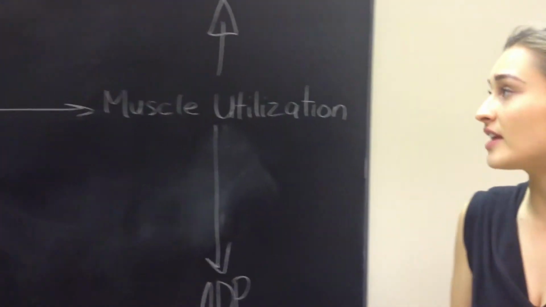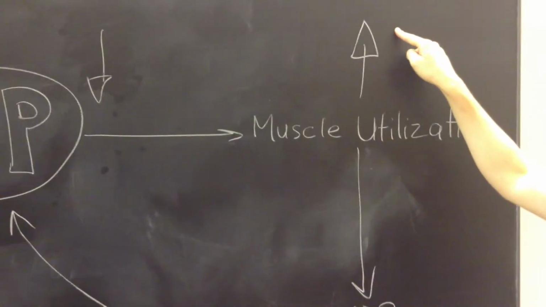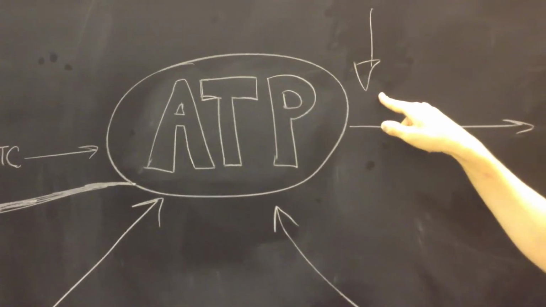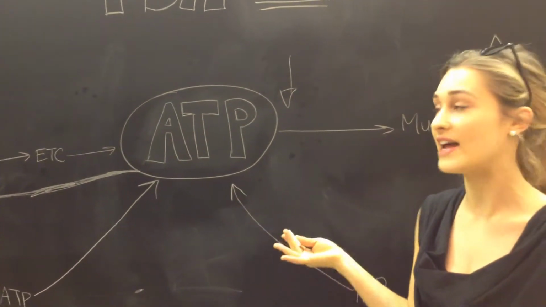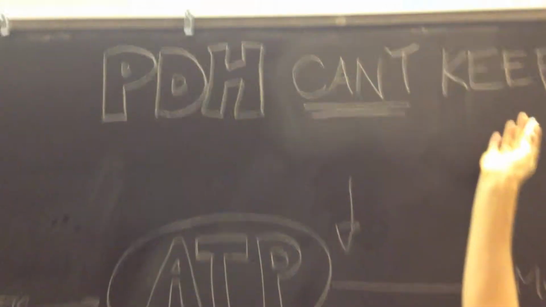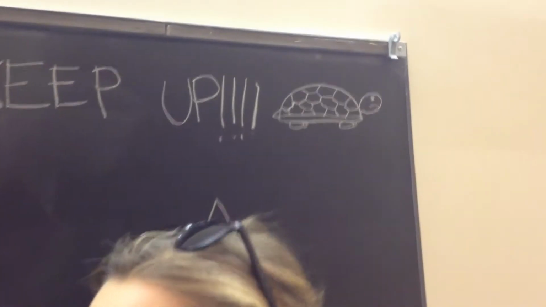However, when we engage in really high intensity activity, we have a rapid increase in muscle utilization of ATP, which causes our ATP pool to decrease dramatically. ATP demand is really high, and that's why we think that our PDH isn't able to keep up, and this correlates exactly with what we stated in our hypothesis and what we saw in the Howlett study.